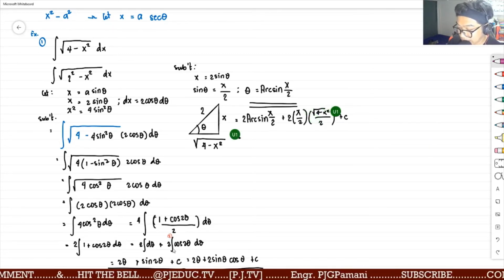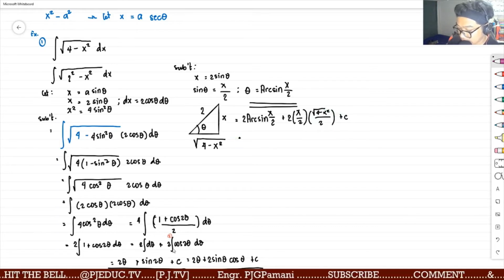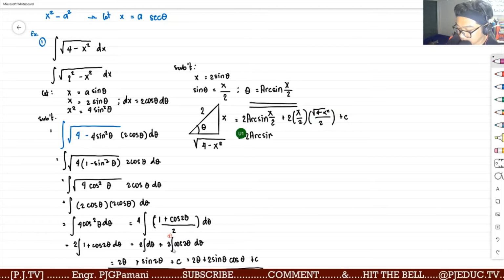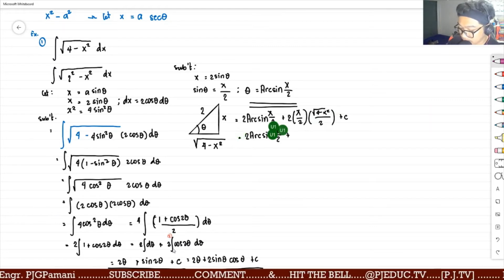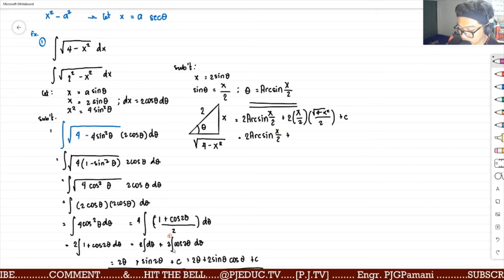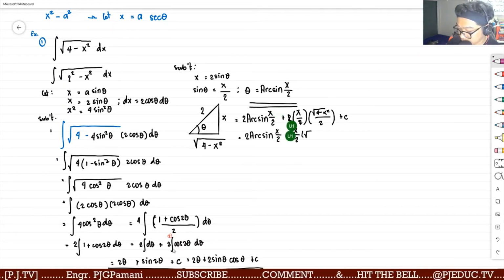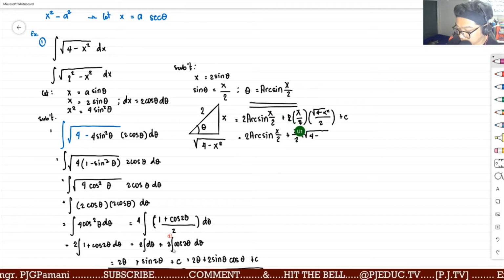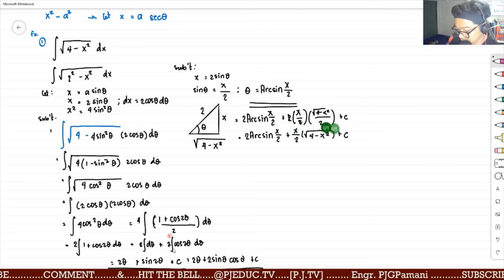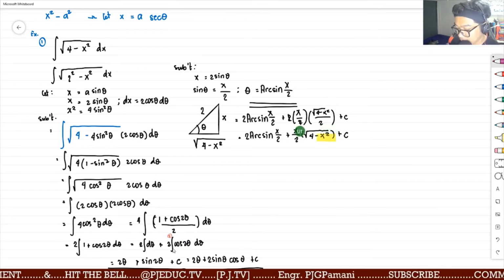Let's simplify that. That is simply 2 arc sine x over 2 plus x over 2 times 2, cancel, x over 2 square root of 4 minus x squared plus c. So, that is now our final answer.